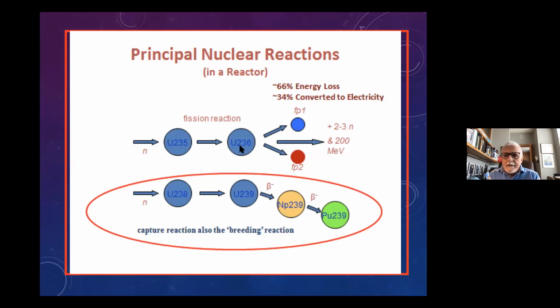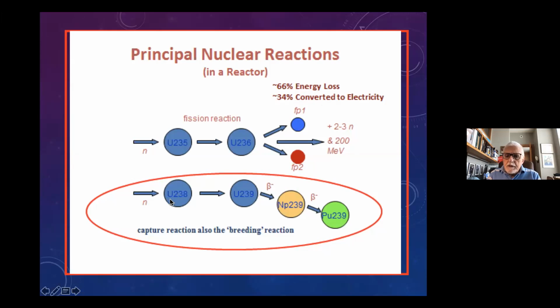U-236 is immediately unstable, and so it fissions into two fission products. We remember we had 92 protons, but now we've split them. So the fission products are no longer uranium. It could be cesium and strontium or any combination. And we also get, on the average, 2.5 additional neutrons, and we get 200 million electron volts of energy.